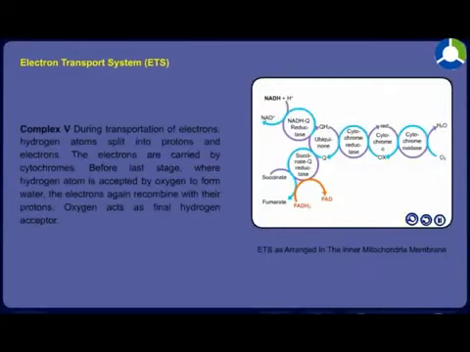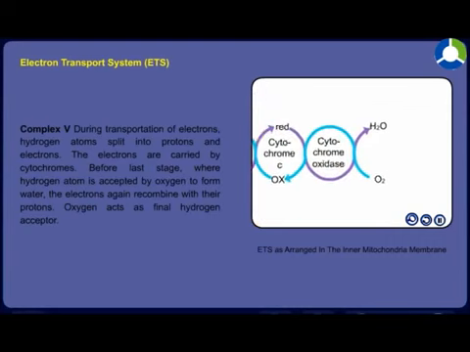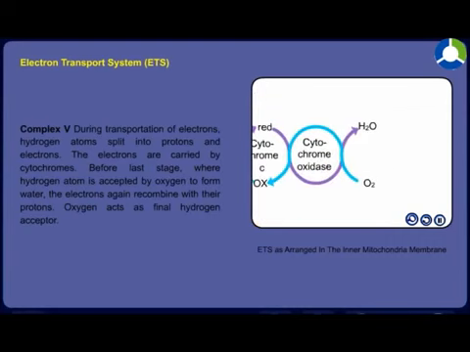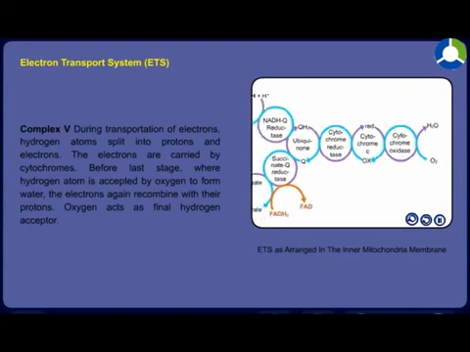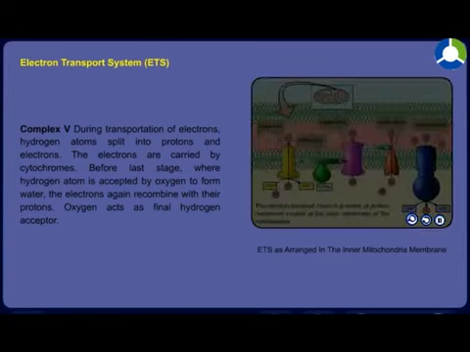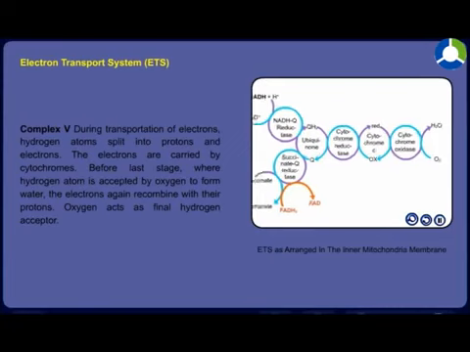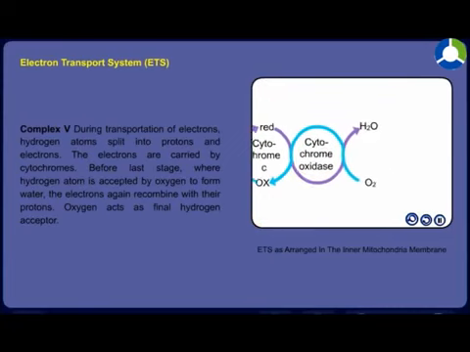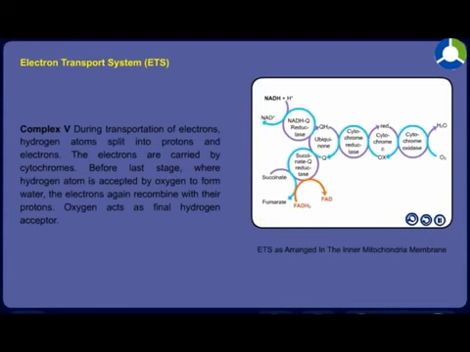Complex 5. During transportation of electrons, hydrogen atoms split into protons and electrons. The electrons are carried by cytochromes. Before the last stage, where the hydrogen atom is accepted by oxygen to form water, the electrons again recombine with their protons. Oxygen acts as the final hydrogen acceptor.